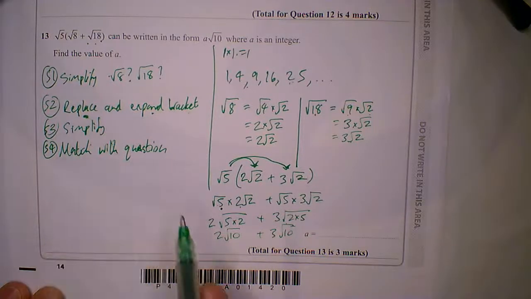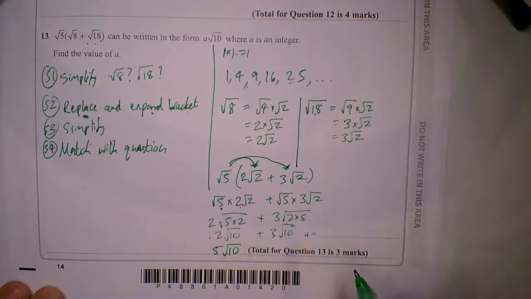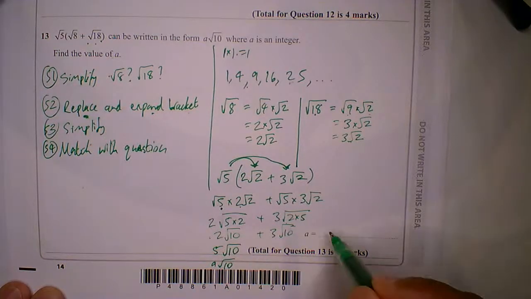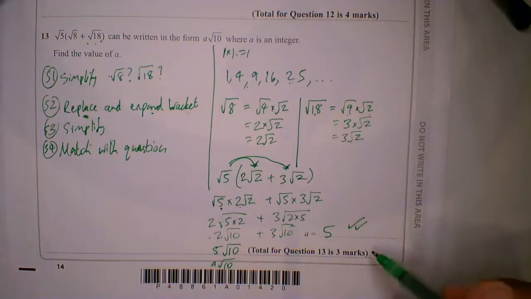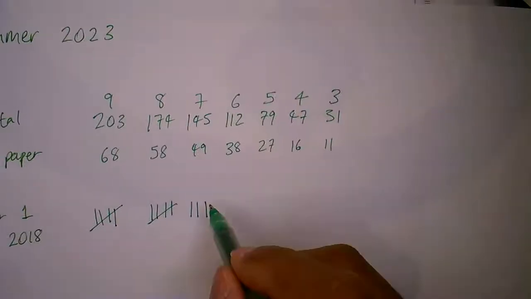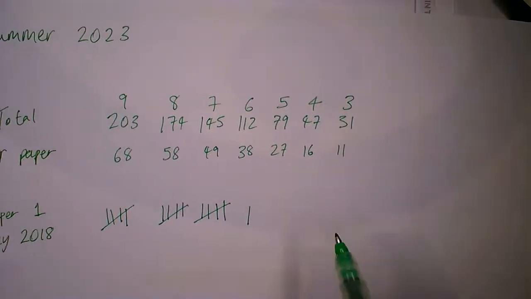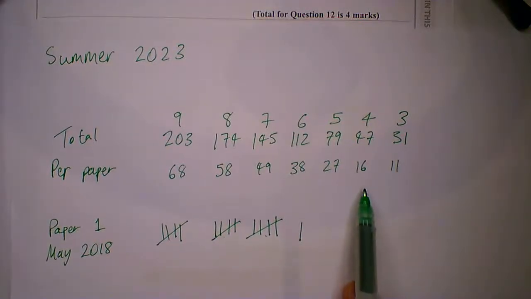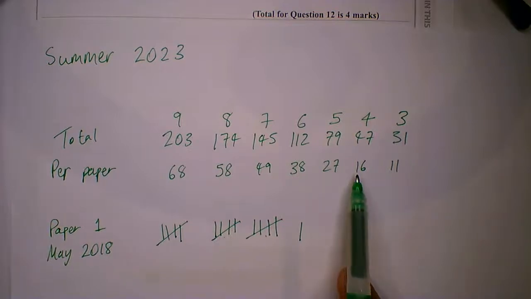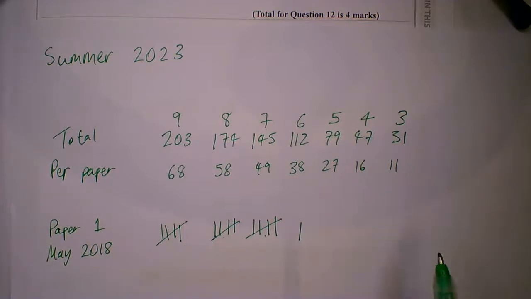I'm on my step 3 now. 2 plus 3 is 5 root 10. And then I need to match it with my question, a root 10. The question says, find the value of a. So a is equal to 5. That's my final answer. Okay, so that's worth another 3 marks. 1, 2, 3. I've got 5, 10, 15, 16 marks. I'm on my grade 4 now. I need to get to grade 5, so I need another 4 and 7 is 11 more marks.